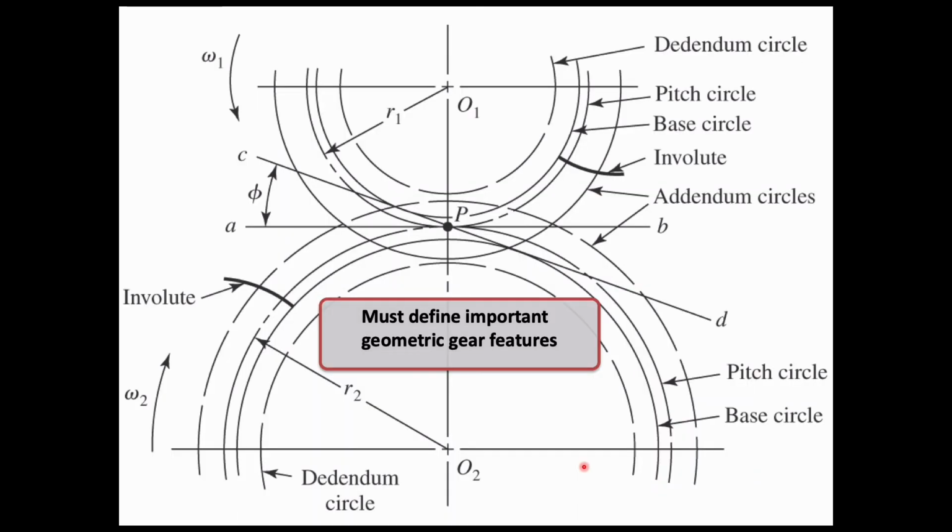Let's go through a systematic process for designing a full gear. And here we're going to be focused on geometry. There are other aspects of gear design that are not covered in this process. In this process, we're going to work through how we define important geometric gear features. There are other considerations of gear design that we're not covering right now, such as strength. That's covered in Chapter 14.